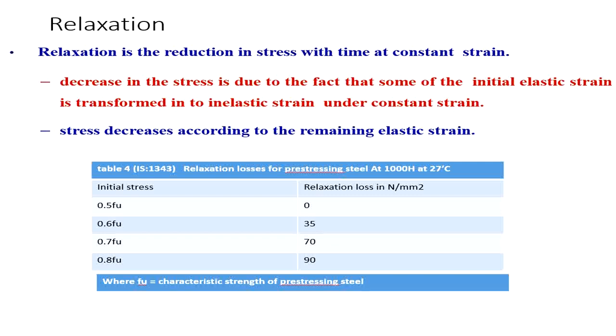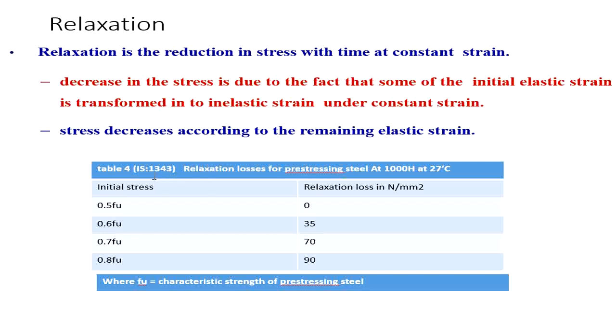So next, relaxation of steel. Here relaxation is the reduction in stress with time at constant strain. The decrease in stress is due to the fact that some of the initial elastic strain is transformed into inelastic strain under constant strain. Stress decreases according to the remaining elastic strain.